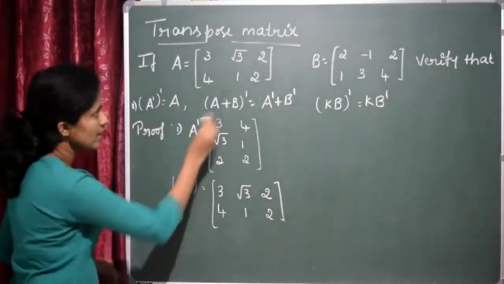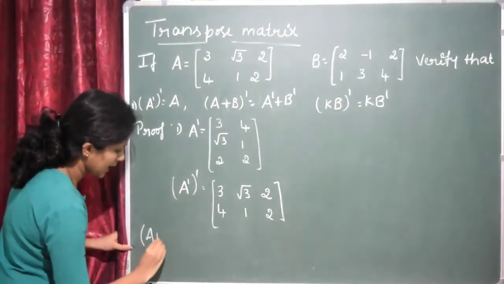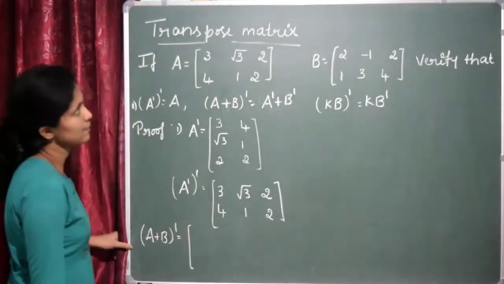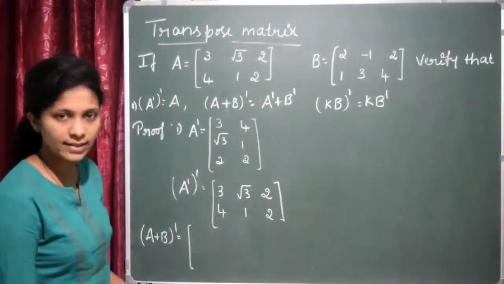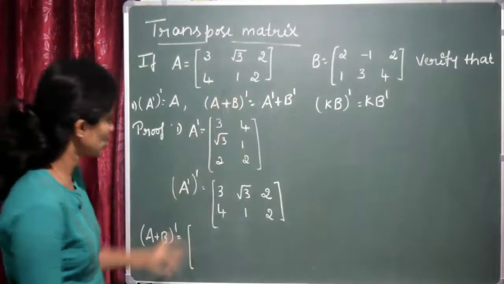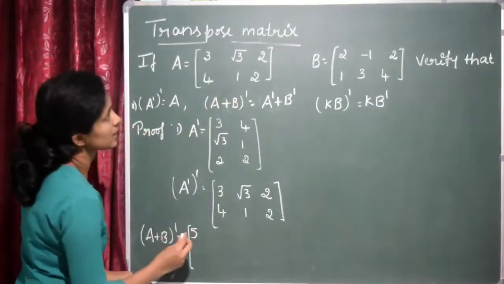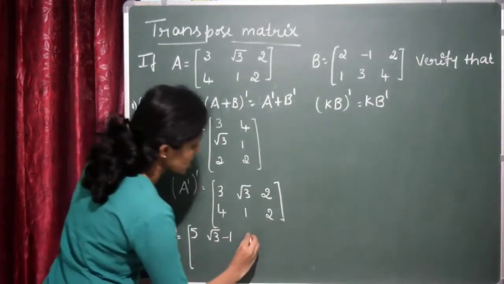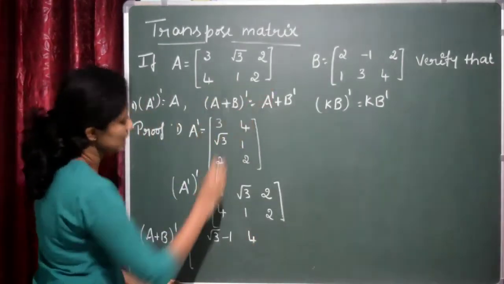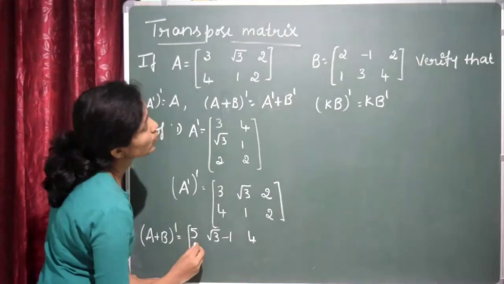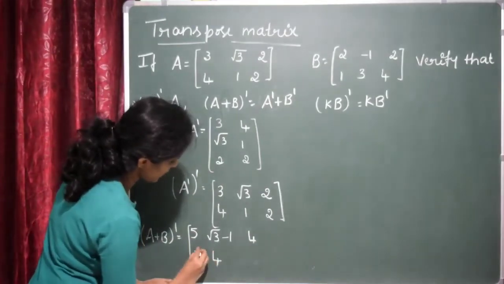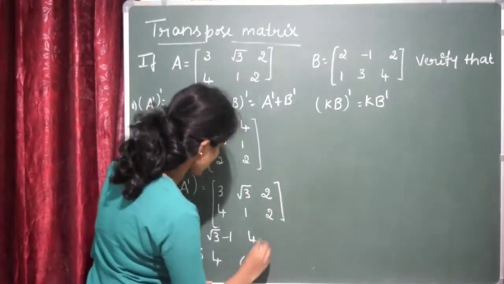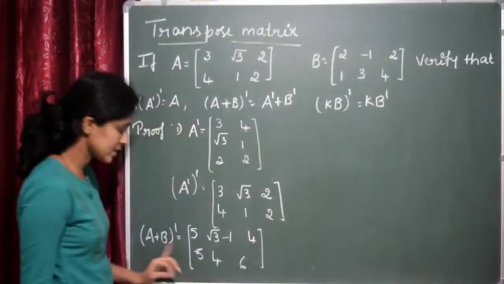The second one, we will consider (A + B)'. First we will find A + B. What is A + B? For A and B you have to add corresponding elements. 3 plus 2 is 5. Then root 3 minus 1, I will write root 3 minus 1 as it is. Then 2 plus 2 is 4. Next, 4 plus 1 will be 5. 1 plus 3 is 4. Next, 2 plus 4 is 6. So this is A + B.